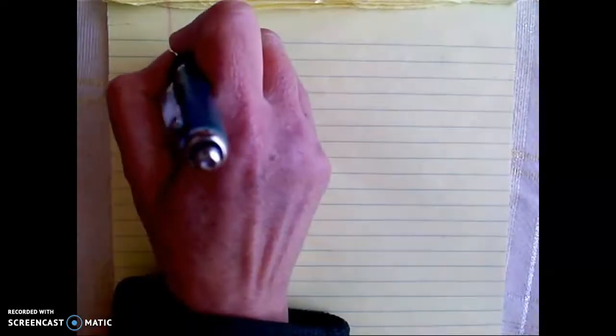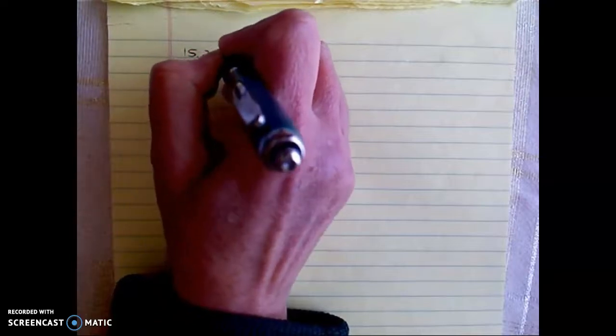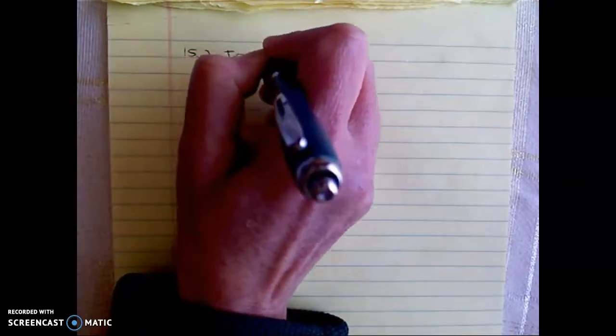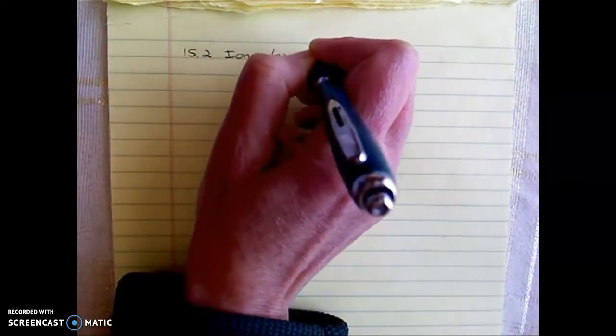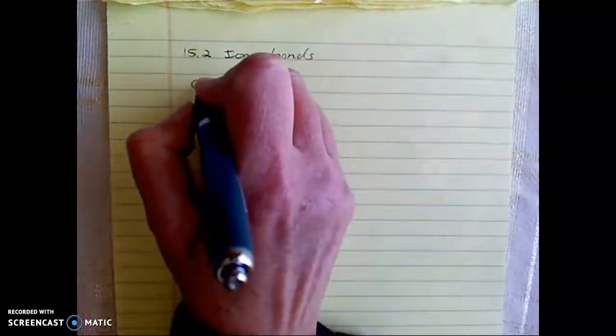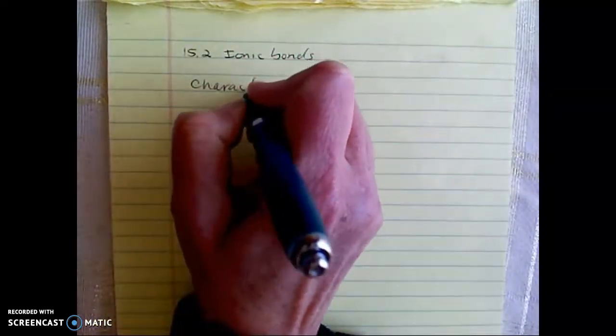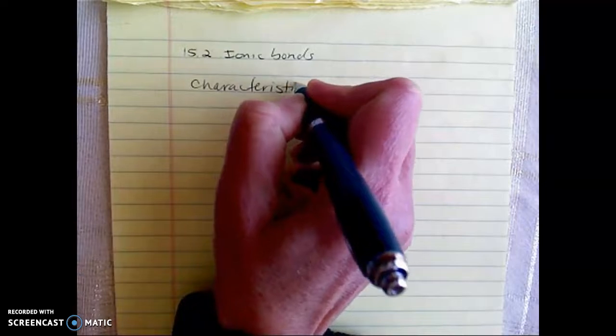Okay, today we're going to talk about section 15.2, ionic bonds. Now, we have already covered a lot about ionic bonds, so most of this is going to be a review. The first thing that you have to be familiar with is what an ionic bond is. So remember, in terms of characteristics of a bond.